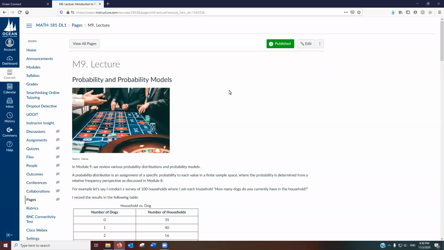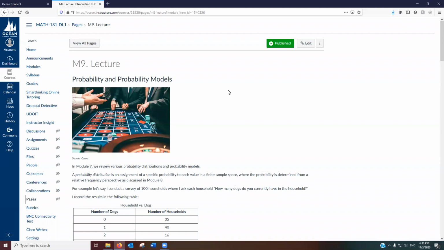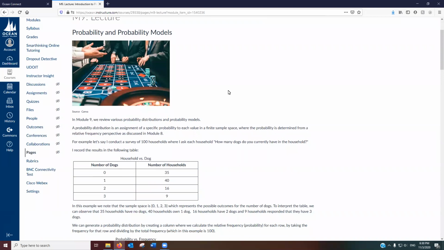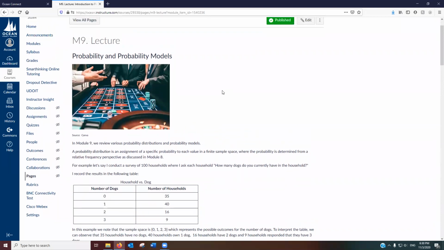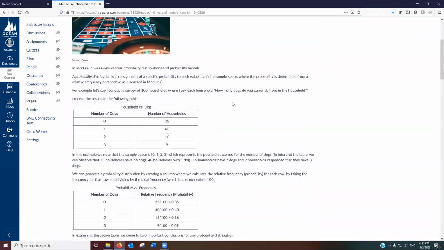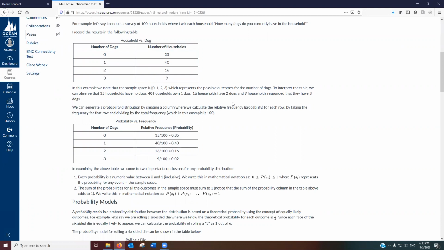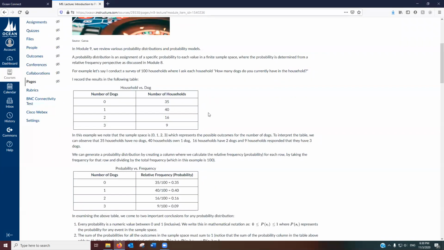I'm recording a video for Module 9 in Math 181, and this has to do with calculating probability and probability models. And we actually started discussing this in Module 8 as we were discussing relative frequency. So we want to extend that discussion and try to come up with some different probability distributions. All right, well, let's take a look here at a quick example.